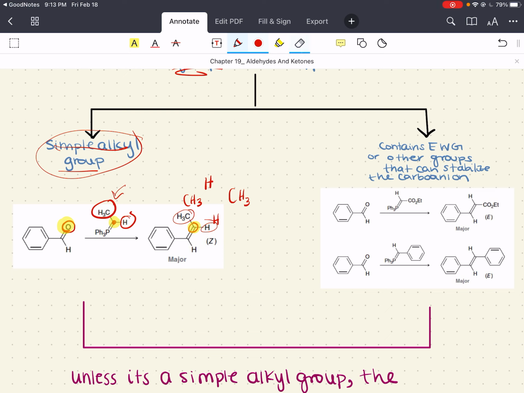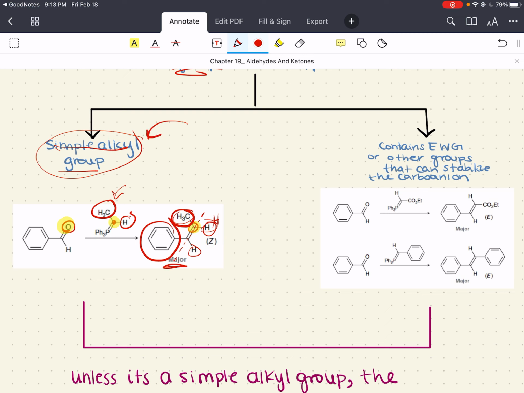Well, the answer is they get added to give us the cis product as our major product. That means if you cut the double bond in half, the two biggest groups are on the same side. Look at that. The methyl group and the phenyl group are on the same side. Those are the two biggest groups. The hydrogens are on the other side. So this is the case when your Wittig reagent has a simple alkyl group.